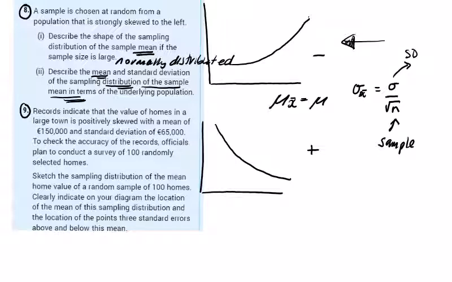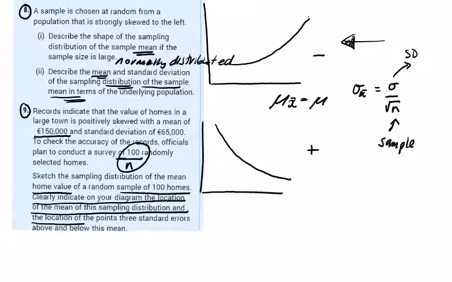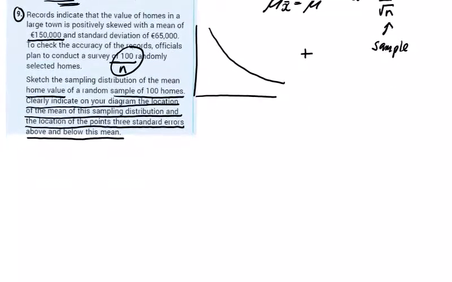In question 9 we're told that it's positively skewed with a mean of 150 and a standard deviation 65. To check the accuracy of records, officials plan to conduct a survey of 100. We've got our n, randomly selected homes. Sketch the sampling distribution of the mean home value of a random sample of 100 homes, and clearly indicate on your diagram the location of the mean of this sampling distribution and the location of the points, 3 standard errors above and below this mean.